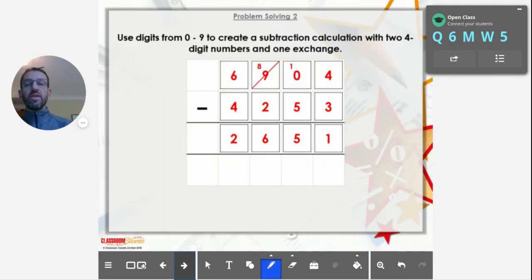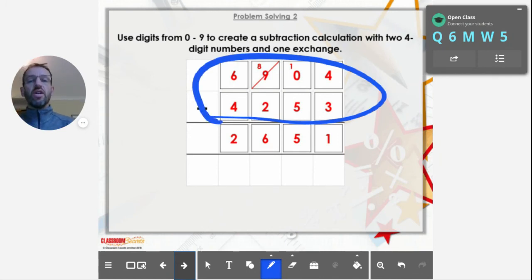What did they have? Okay, this is different. They did the exchange in the 10s, but they've used the 0. And they've used a different set of numbers. So more than one answer to that question, but you've got to read it. Use the digits 0 to 9 to create a subtraction calculation with 2 4-digit numbers and 1 exchange. You're only allowed to use each digit once. If you look in the question here, they haven't used the digits more than once.